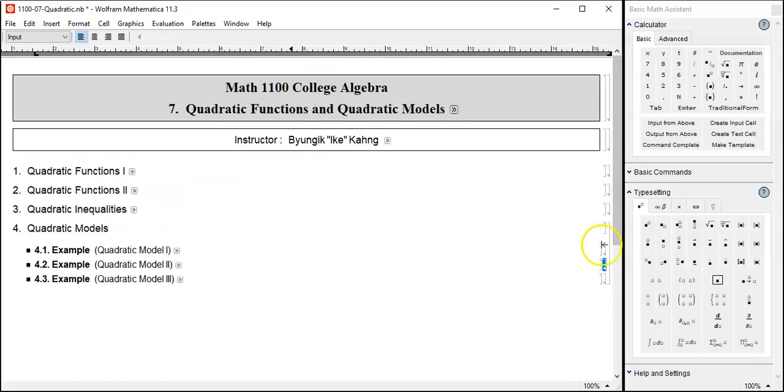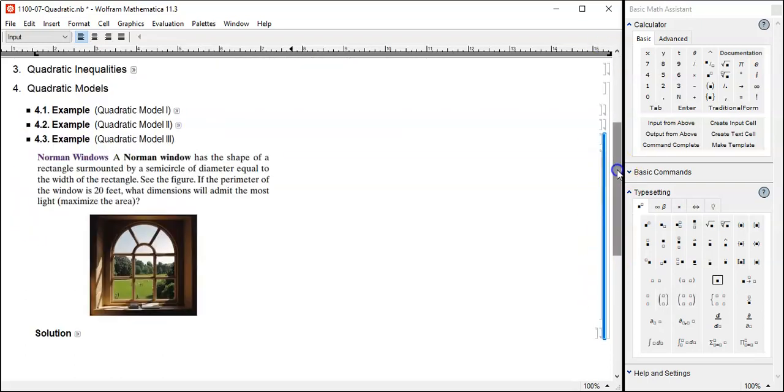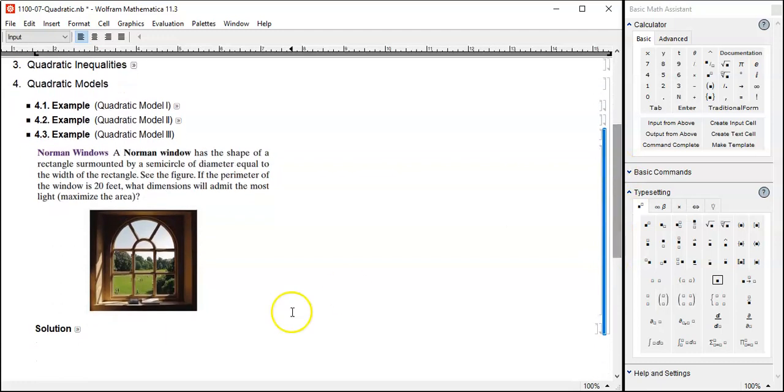Enough time? Okay, looks like we have enough time for another problem. A Norman window has a shape like this. We have a rectangle down here and a circle like that. What dimension will admit the most light? So we have to maximize the area. If we express the area as a quadratic expression, then you're looking for the vertex form again. The maximum or minimum, they will all fall at the vertex. Here, the problem is a maximum, so you're going to have concave down and you're going to get the vertex for the maximum.